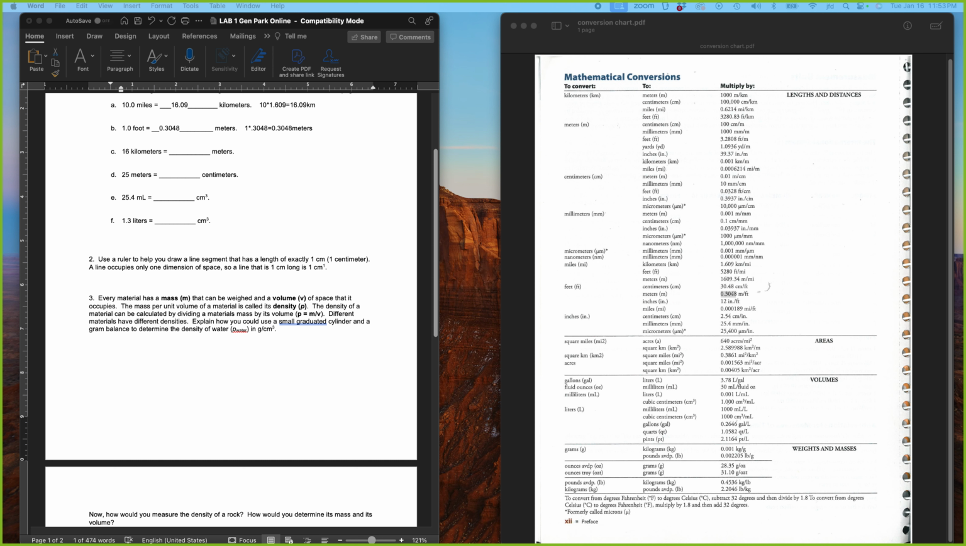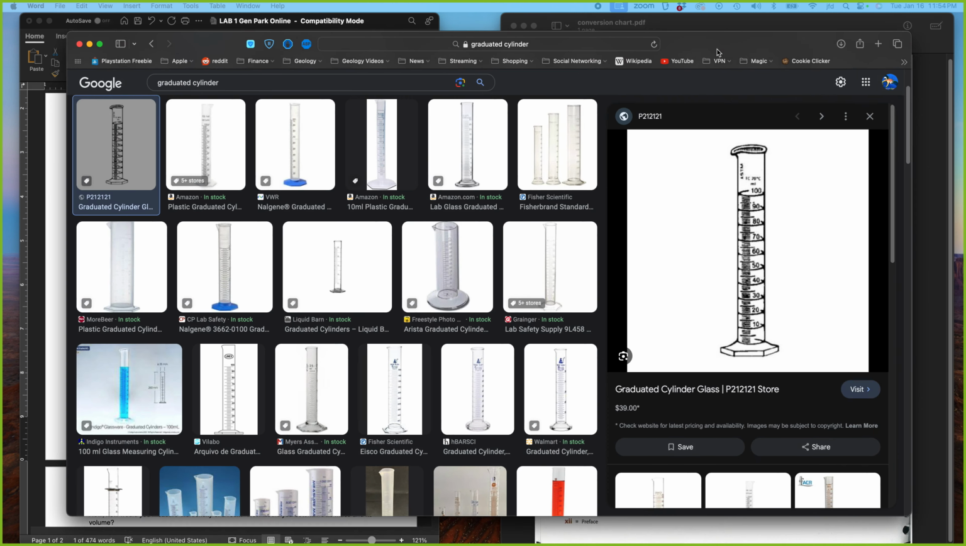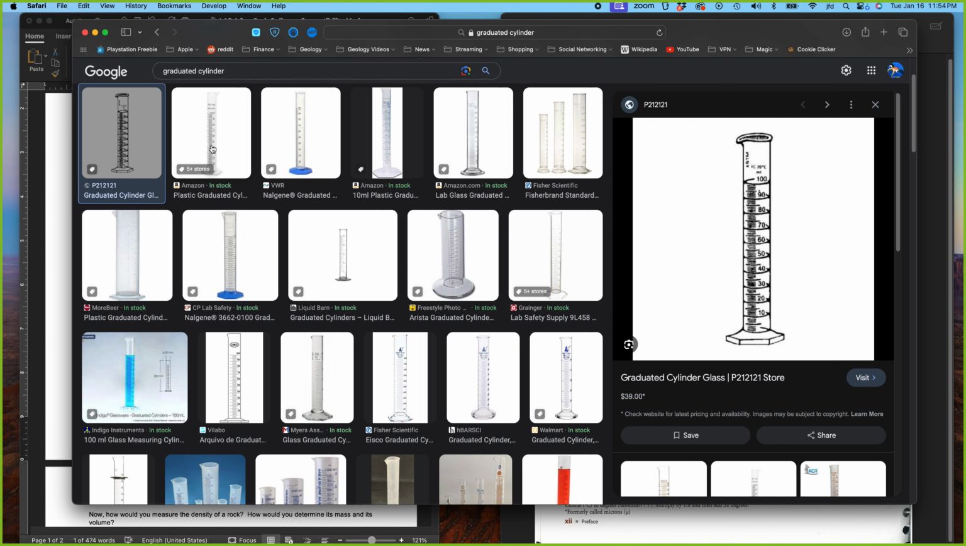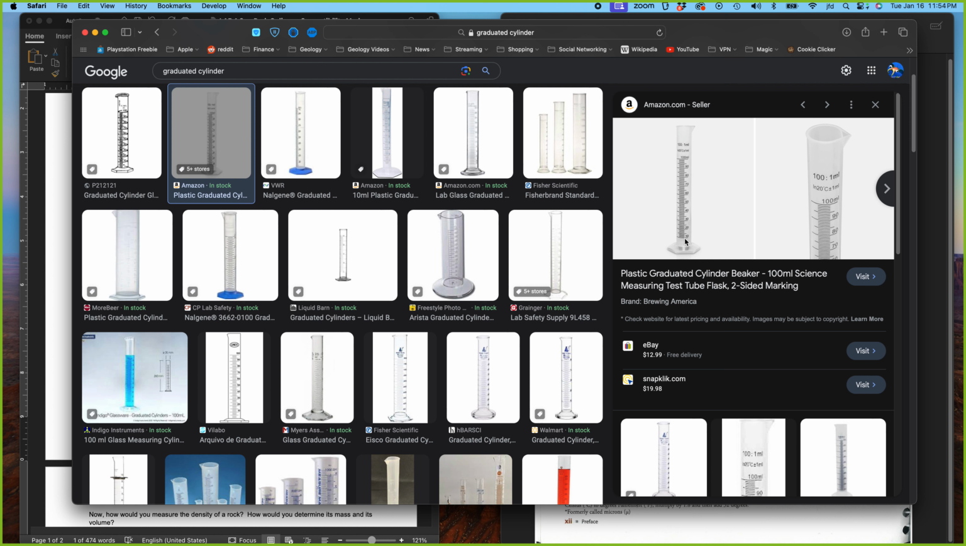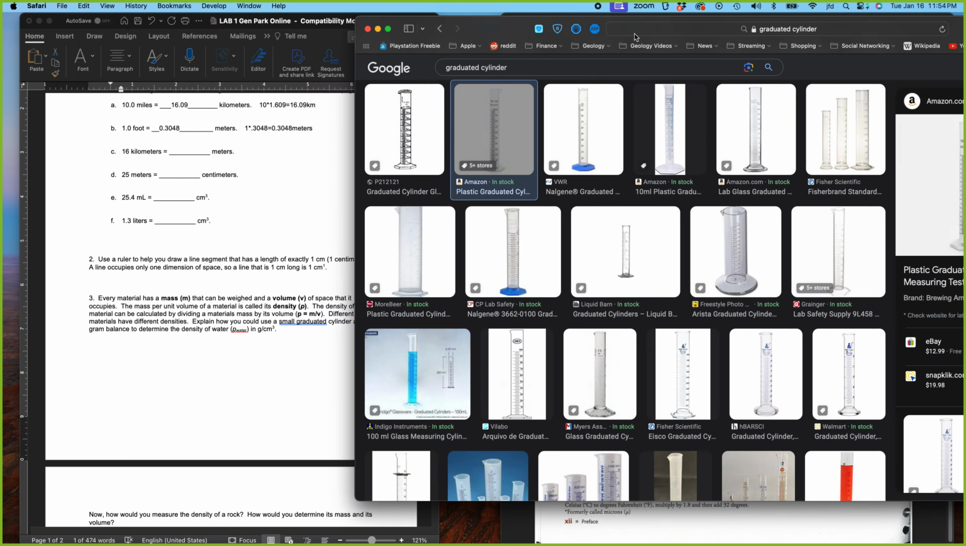Graduated cylinder. I'll show you a picture here, just in case you haven't seen one before. Just doing a quick Google search here. Graduated cylinders are things like this, these tubes right here, and if you pour liquid into them, they'll show you how much of that liquid you have. They'll give you the volume. These are usually in milliliters, but they can be in other units, all right?